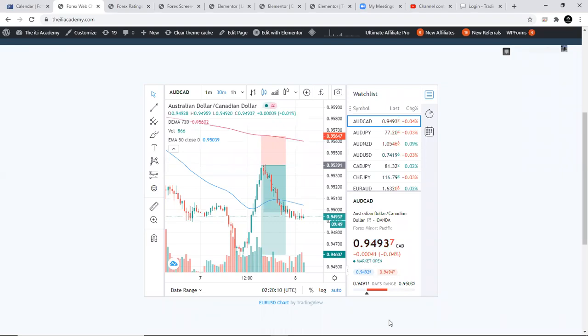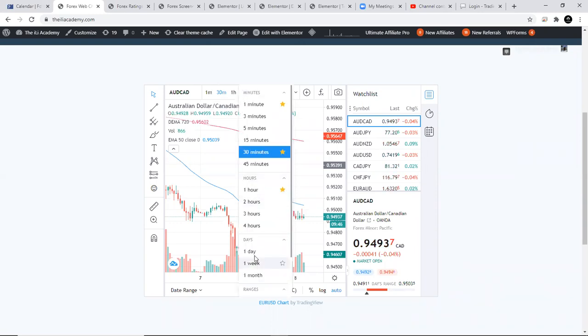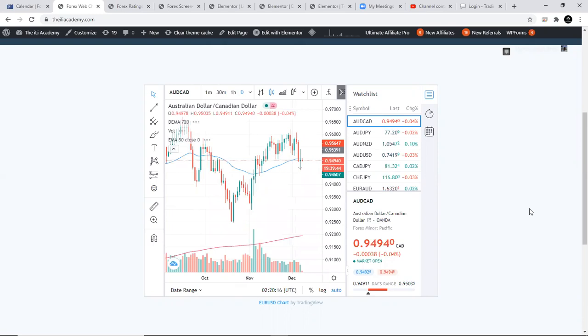So I think it's a great software idea that you can use, and a great way to be involved in the market, right? All right, so let's go over here.